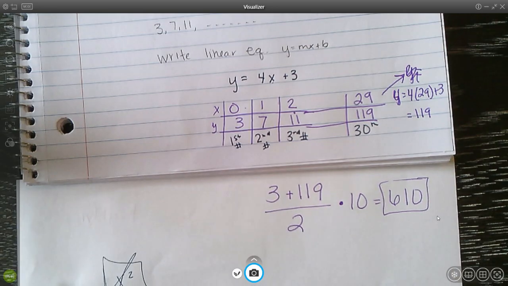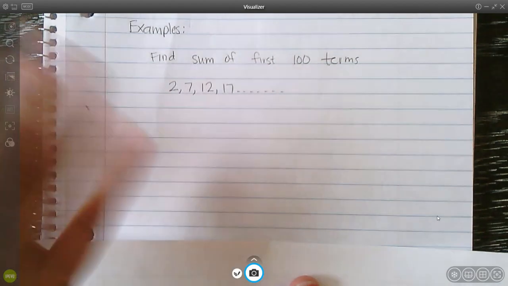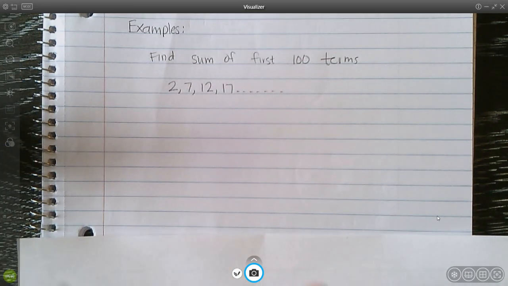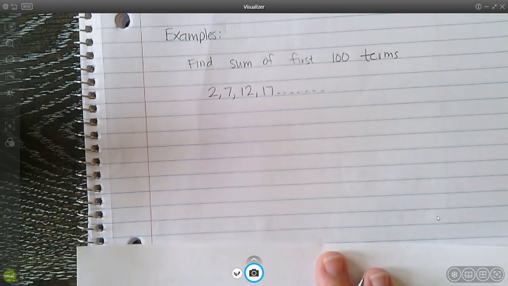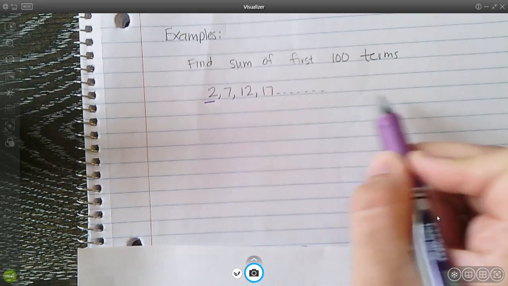Okay, so we're going to look at a couple examples. Here's our first one. Find the sum of the first 100 terms. Good luck doing this without the formula because it would take you forever. Our first number is 2. We need to find the last number.